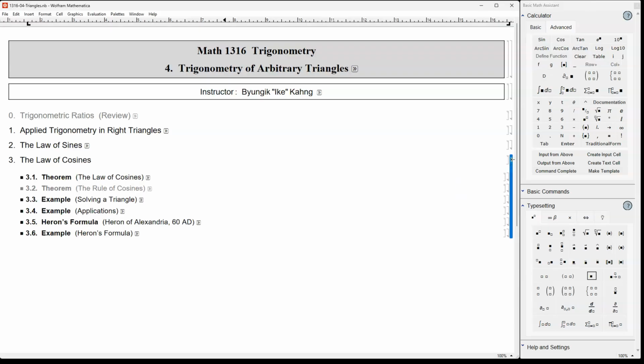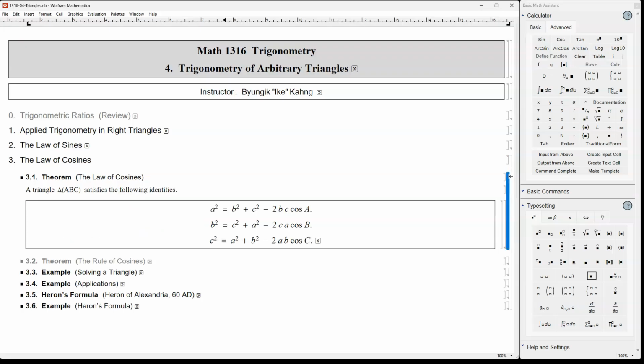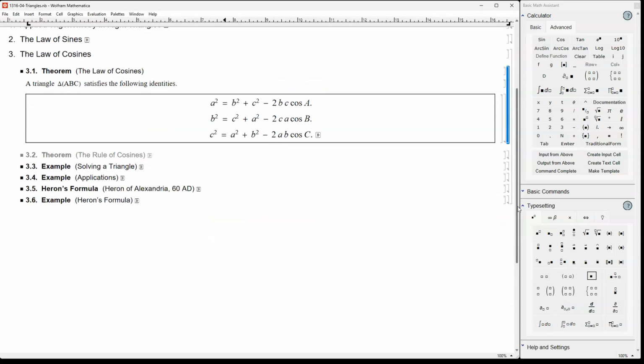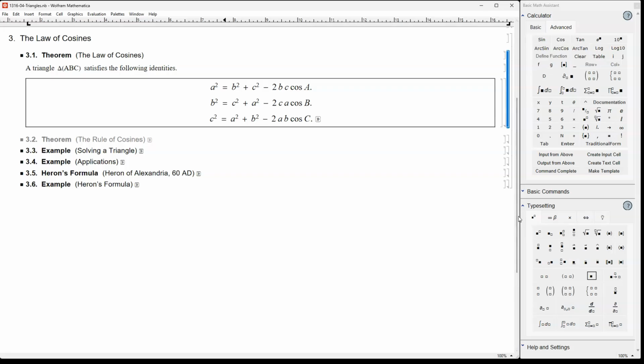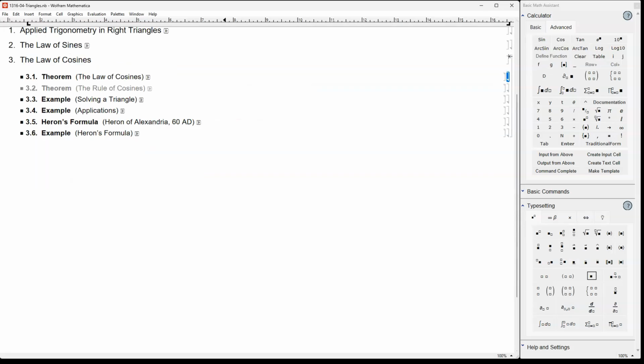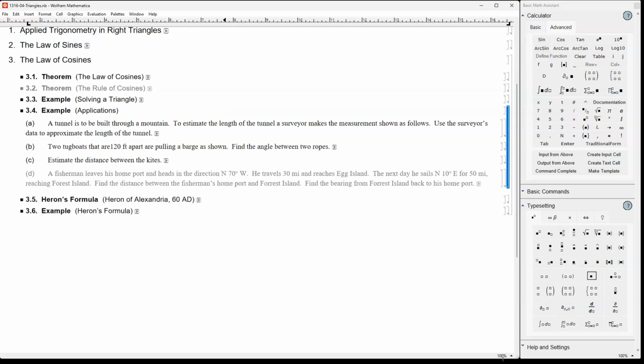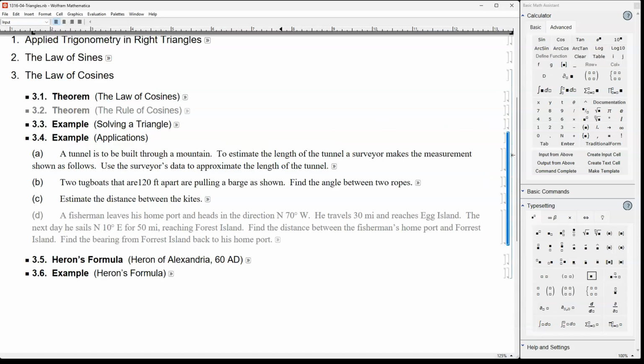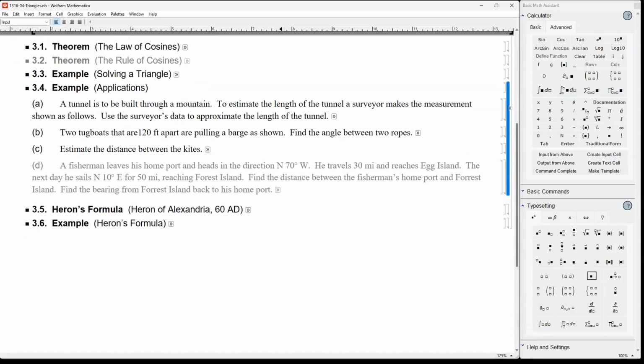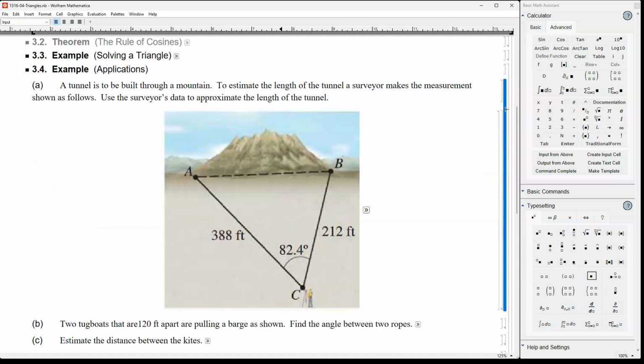Let us resume our discussion in section 3. Section 3 was about the law of cosines and its applications. Here's the first application problem. A tunnel is to be built through a mountain, and here's a picture. Estimate the length of a tunnel.